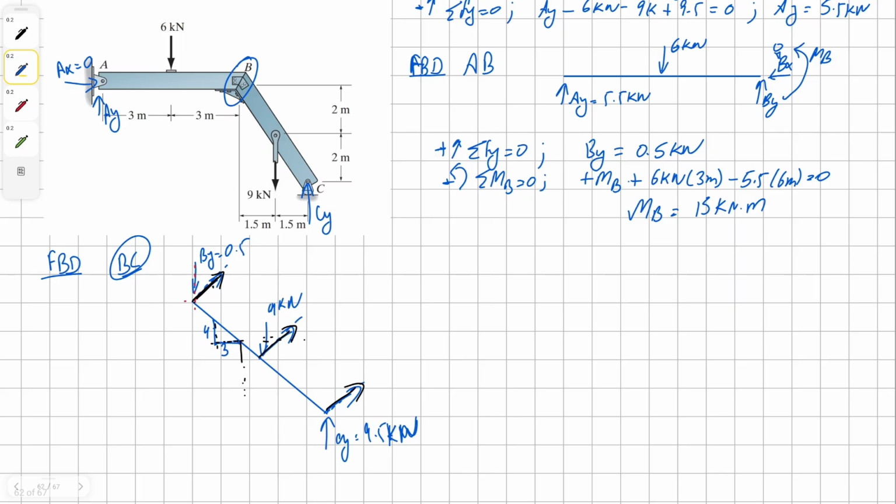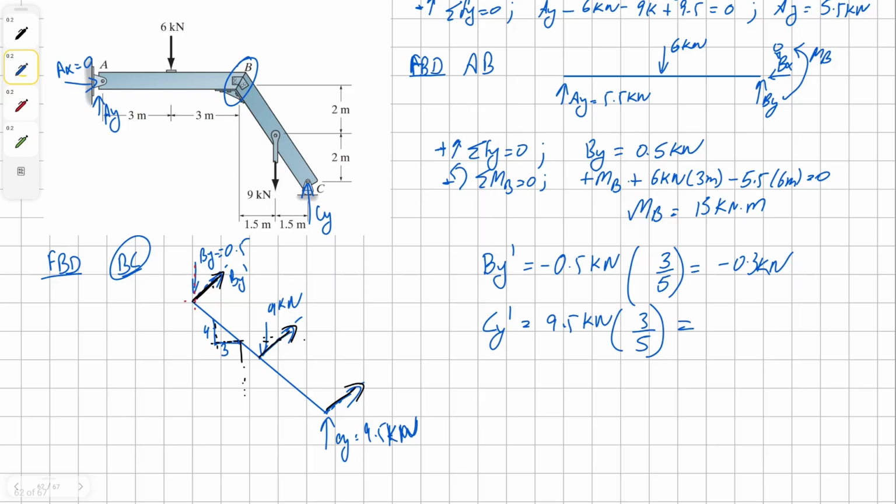To convert our force vectors into vectors perpendicular to the beam, we need to use trigonometry. So our BY is going to be BY prime. So BY prime is 0.5 kilonewton times 3 divided by 5, which gives us negative 0.3 kilonewton. And then our CY prime is going to be 9.5 times 3 divided by 5, and this comes up to be 5.7 kilonewton. And then our middle load, which is 9, converting that into 3 divided by 5 is going to be 5.4 kilonewton.